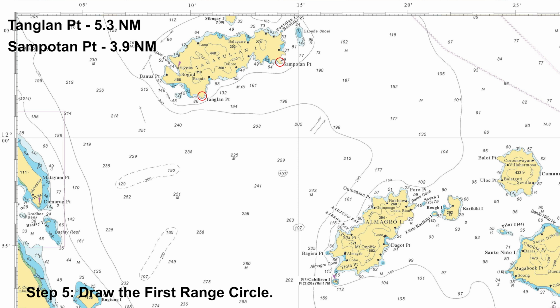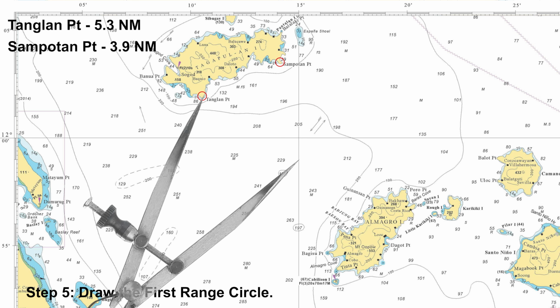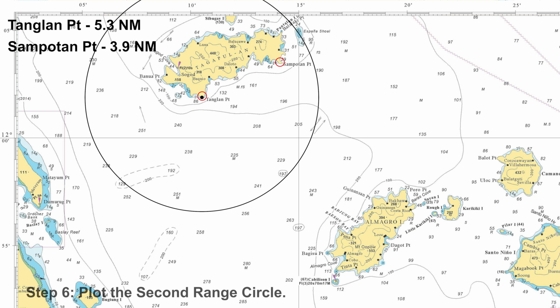Step 5. Draw the first range circle. Place the compass point on the charted position of Tanglan Point. Draw an arc or complete circle with a radius equal to the measured radar range. Every point along this circle represents a possible position of the vessel at a distance of 5.3 nautical miles from Tanglan Point.